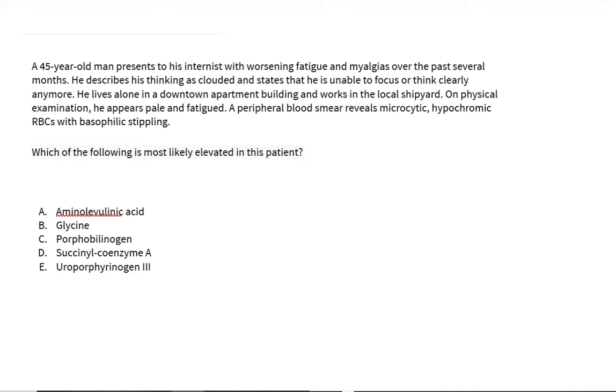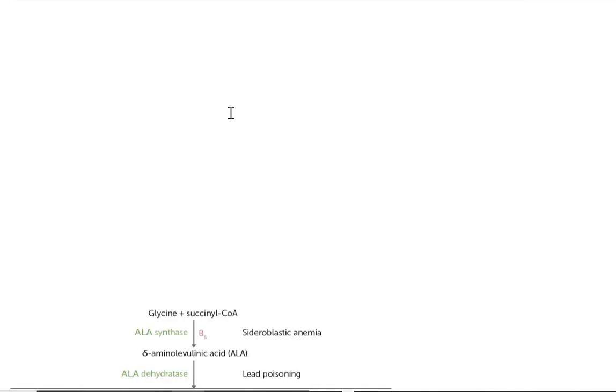On physical examination, he appears pale and fatigued. A peripheral blood smear reveals microcytic hypochromic red blood cells with basophilic stippling. Which of the following is most likely elevated in this patient? Go ahead and pause the video and try the question yourself before we go to the solution.